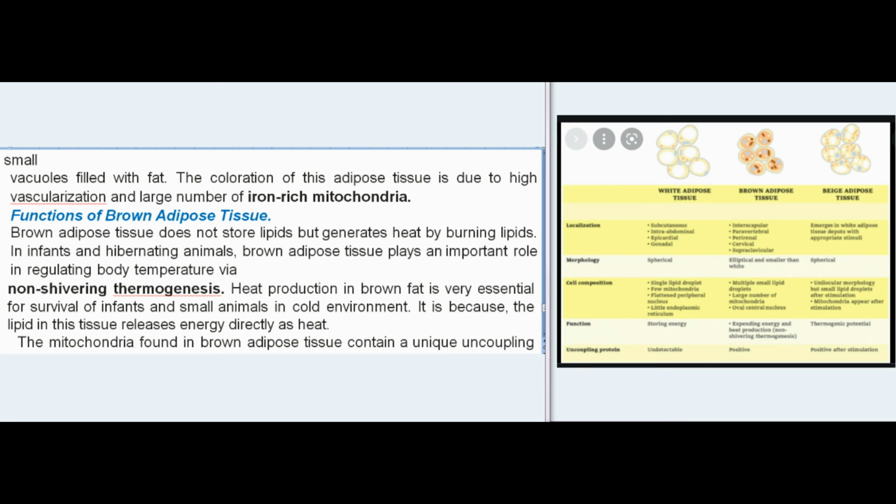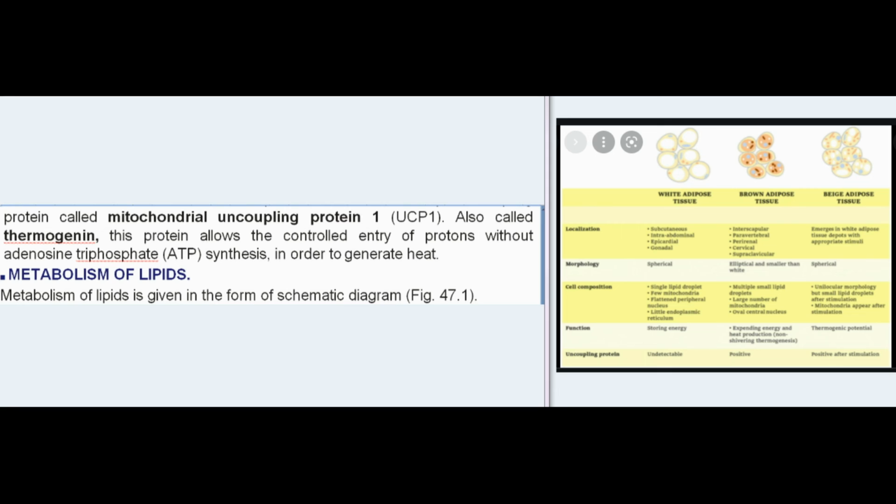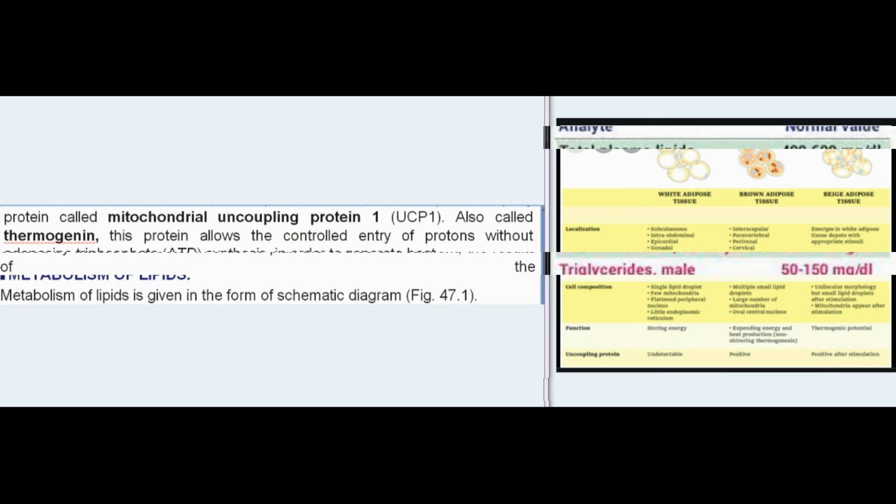The mitochondria found in brown adipose tissue contain a unique uncoupling protein called mitochondrial uncoupling protein 1, UCP1. Also called thermogenin, this protein allows the controlled entry of protons without adenosine triphosphate, ATP, synthesis, in order to generate heat. Metabolism of lipids. Metabolism of lipids is given in the form of schematic diagram, Fig 47.1.